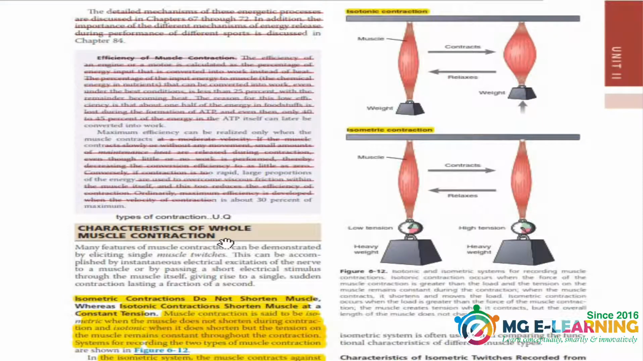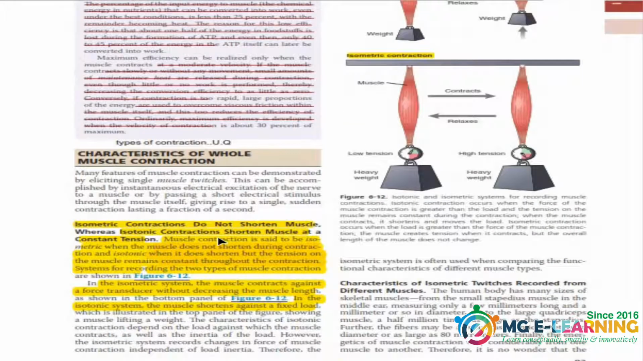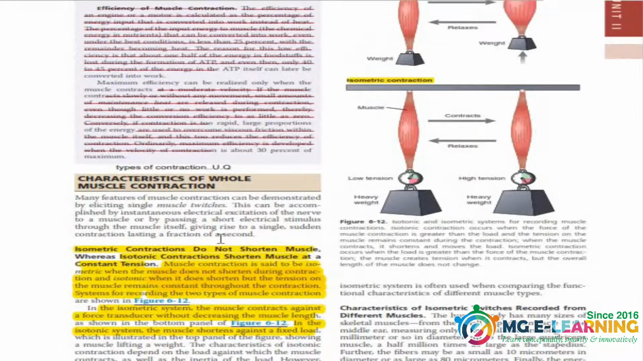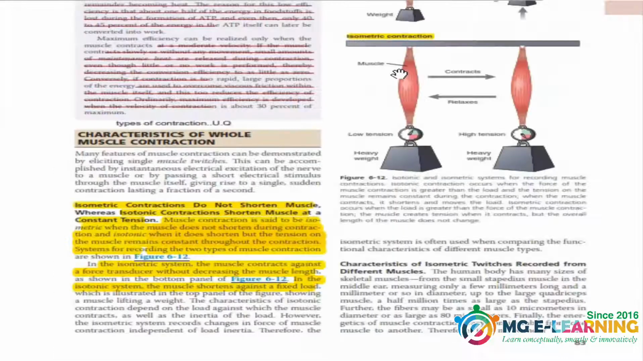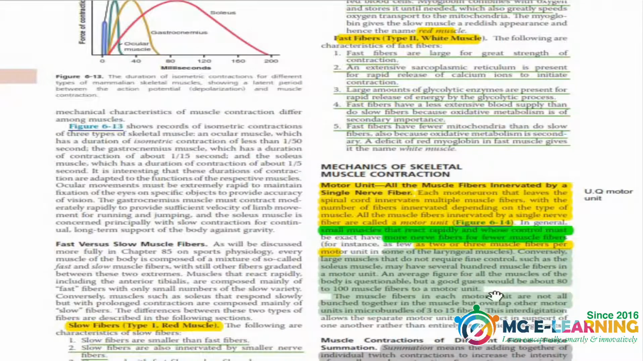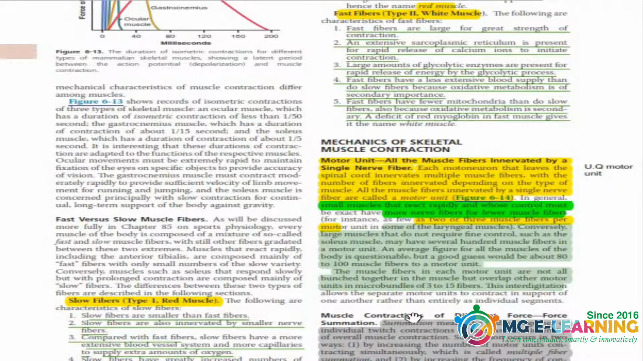Next topic is very important, types of contraction. This is important for UQ: isometric contraction, isotonic contraction, their explanation and their diagram. This is a very important topic for UQ. Next, this explanation is not important, how they are recorded from different muscles. You can neglect this topic. Next is the comparison between slow fibers and fast fibers. This is an important SCQ and important for the MCQ as well.